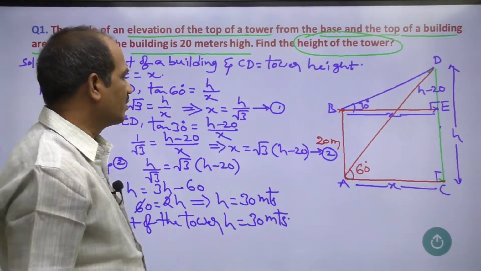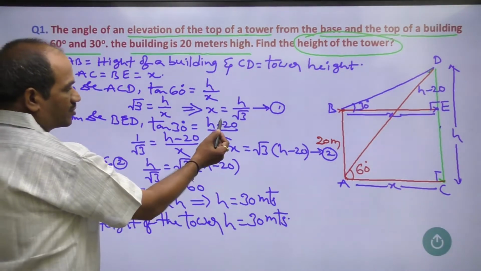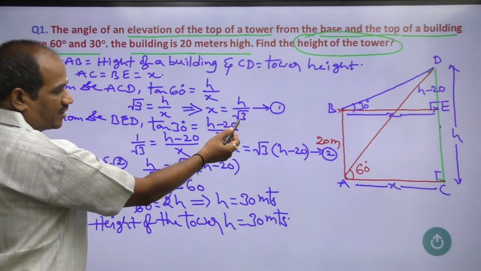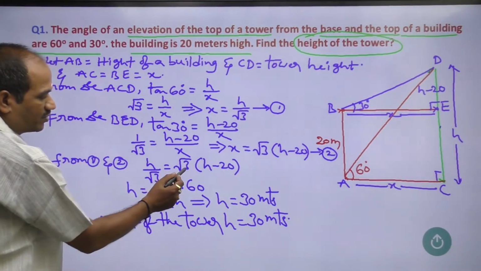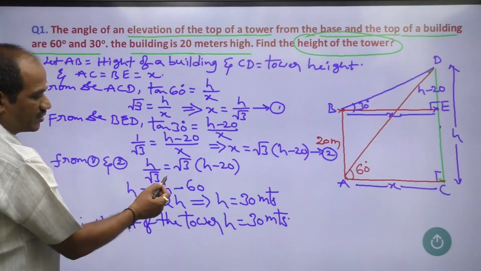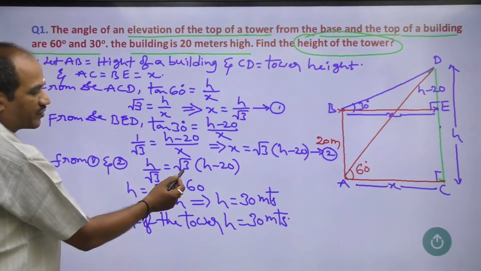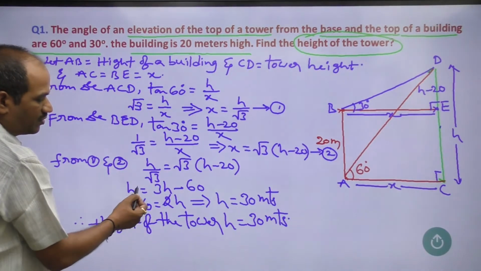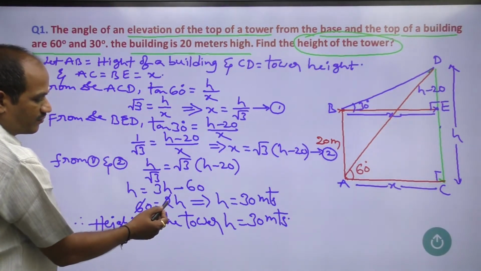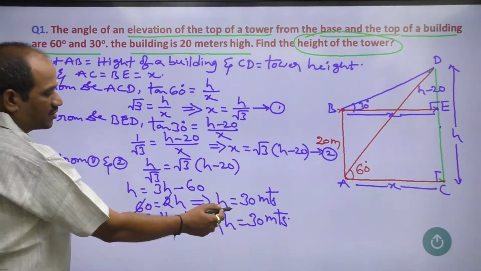So from 1 and 2, here X value, this is also X value. So H by root 3 is equal to this value. Cross multiply: root 3 into root 3 is 3, 3 into H is 3H, 3 into 20 is 60. So 60 is equal to 3H minus H, that is 2H. So it would get cancelled, H is equal to 30 meters.